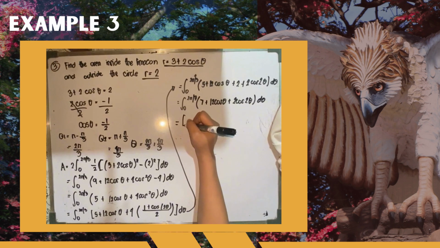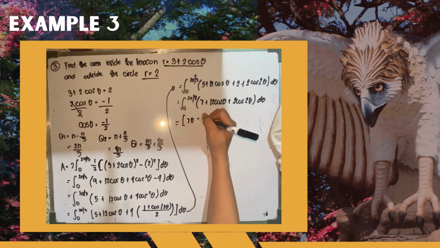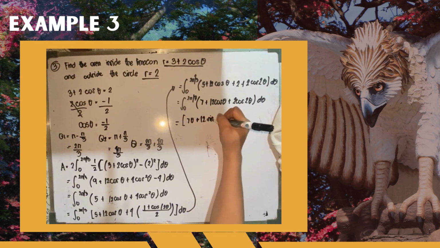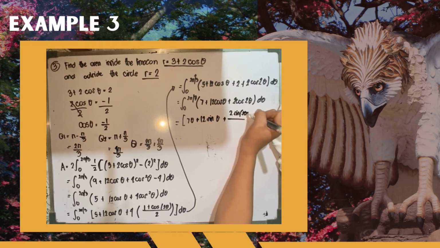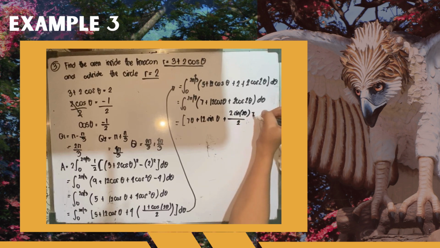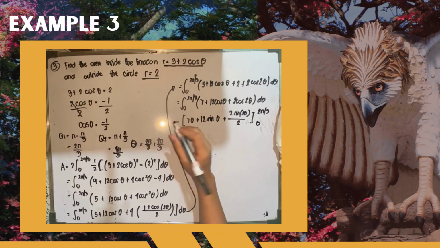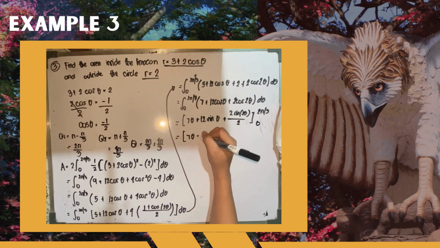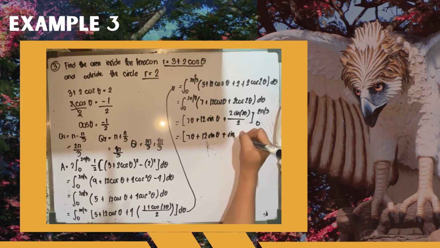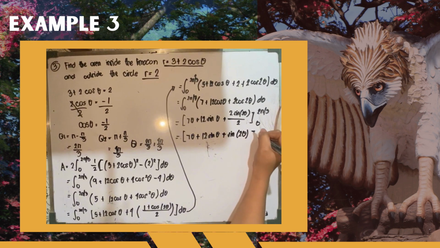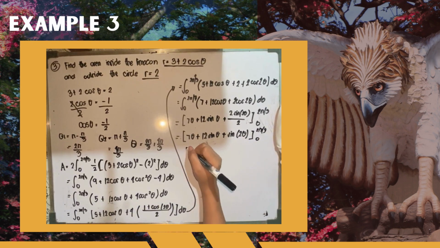Now, let's integrate: 7 theta plus 12 sine theta plus 2 sine 2 theta all over 2, from 0 to 2 pi over 3. We will get 7 theta plus 12 sine theta plus sine 2 theta, from 0 to 2 pi over 3. And now, let's evaluate.